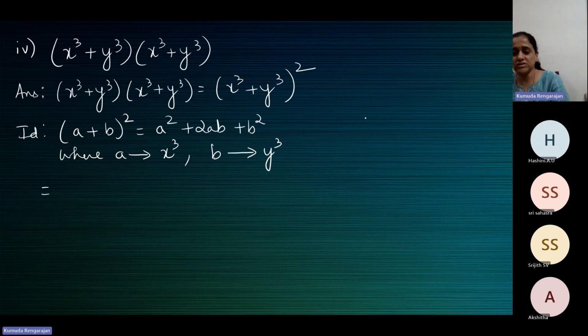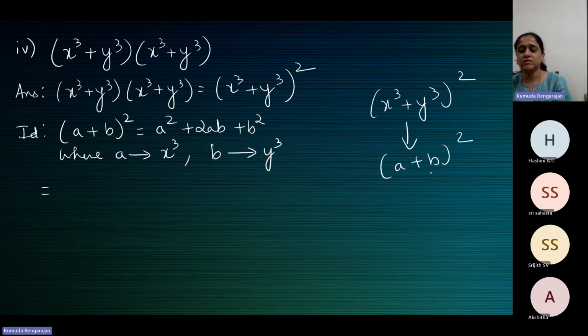The question is x cubed plus y cubed the whole square. Now this is of the form a plus b the whole square. So the question is of the form a plus b the whole square. What's the answer? The answer is a squared plus 2ab plus b squared.